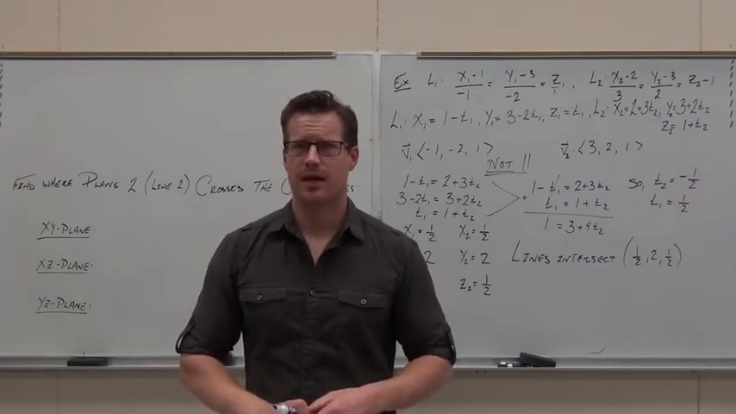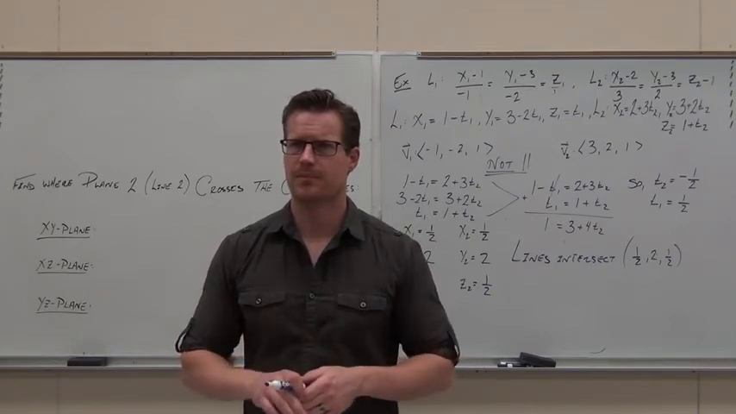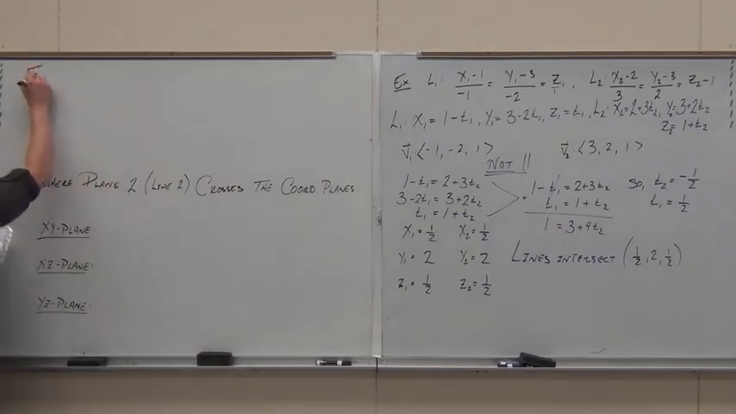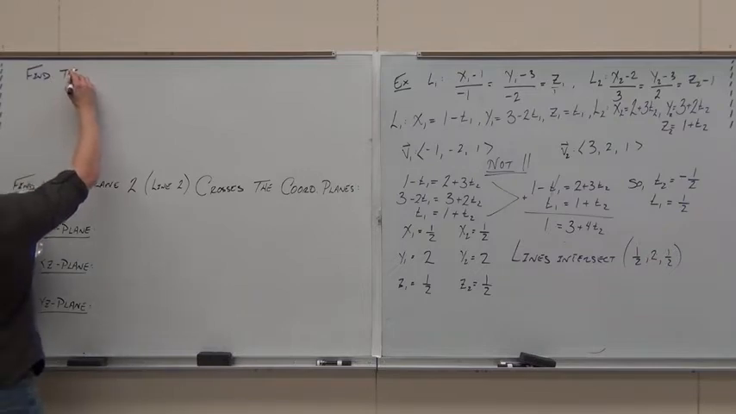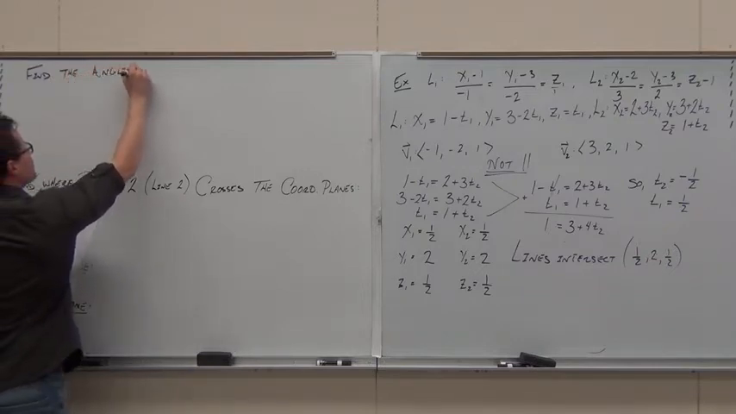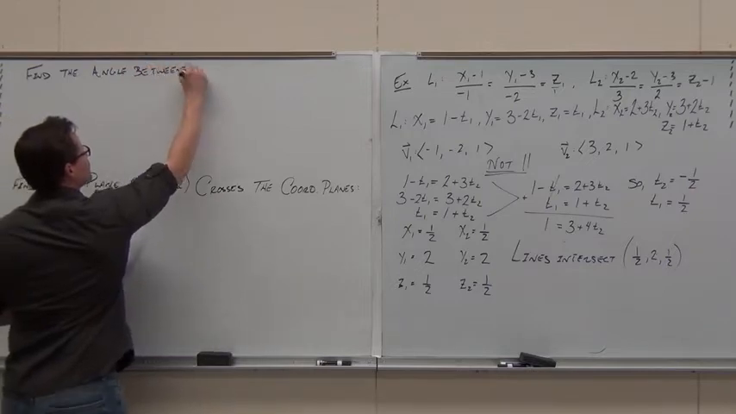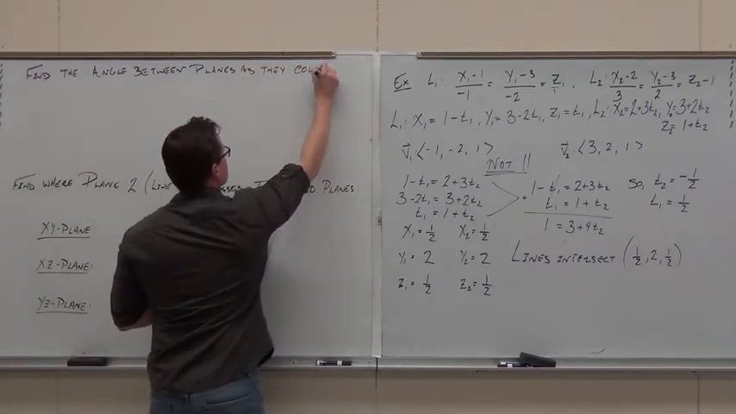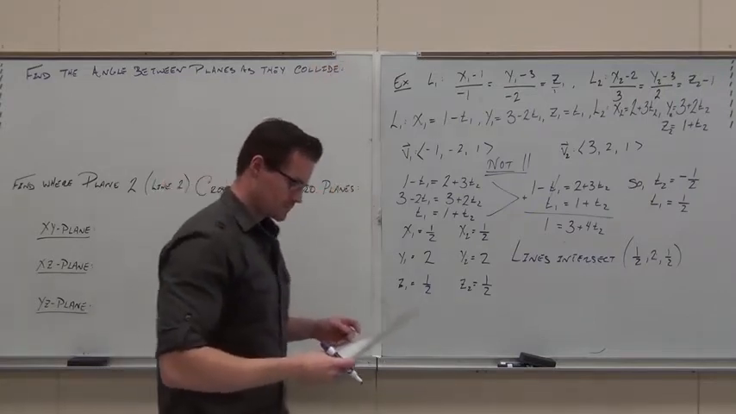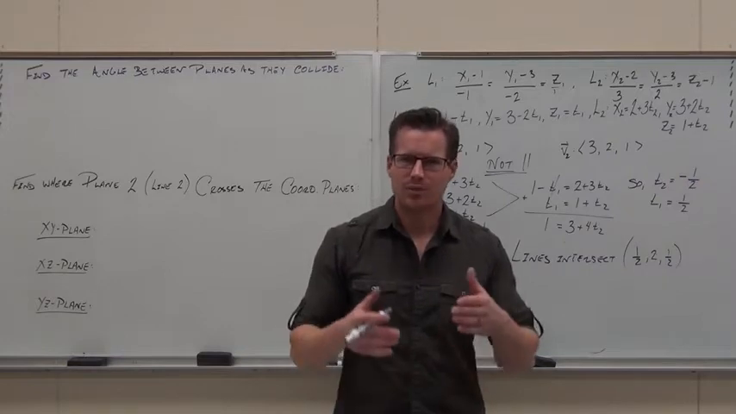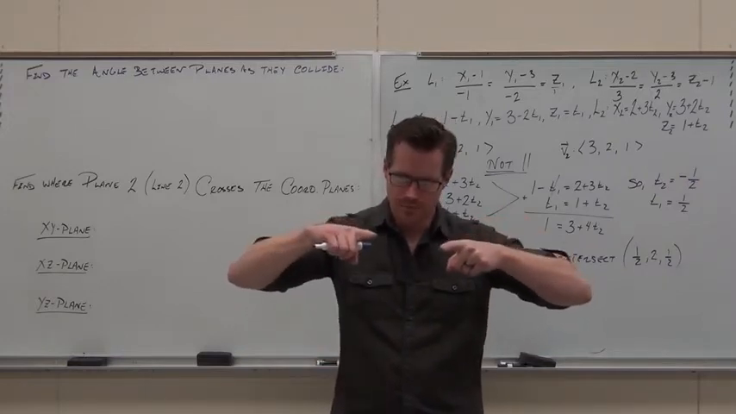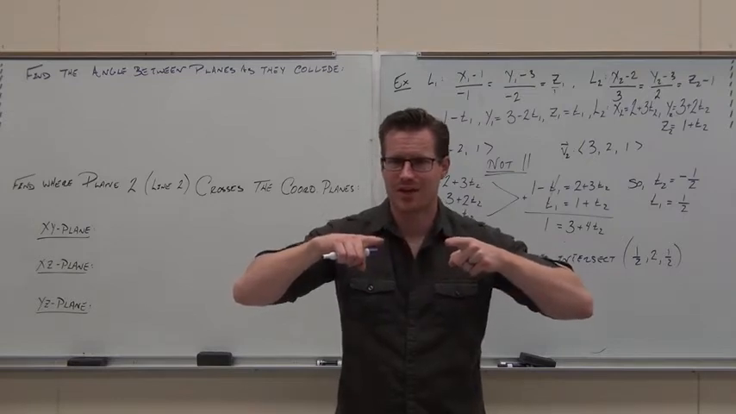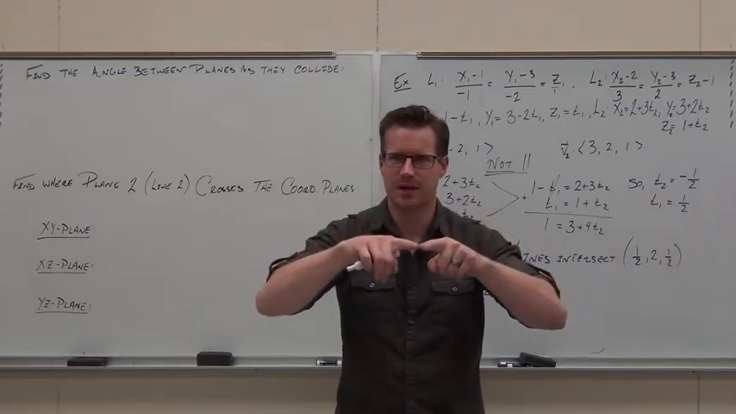Can you find the angle at which these planes will collide? You need a little note for that. How can we find that? Okay, think about it. How can we find the angle between lines? Lines are given by their direction vectors. How can we find the angle between two lines? Come on, put it together.